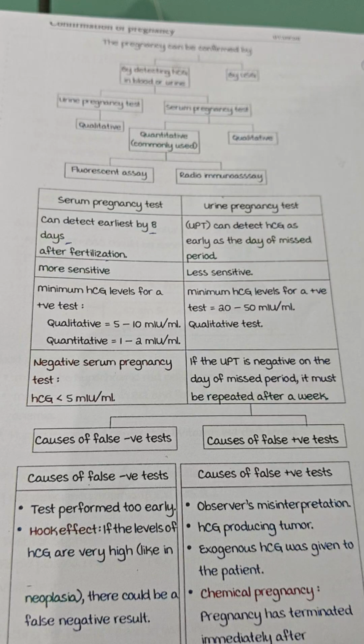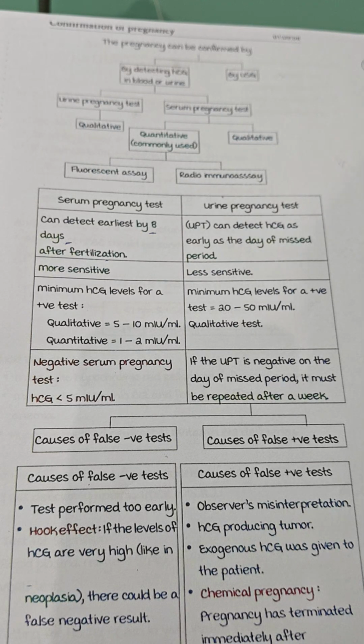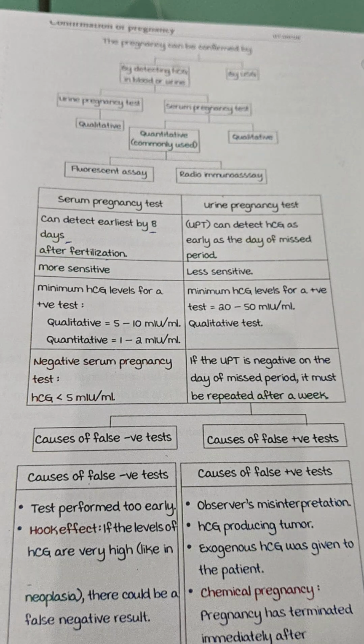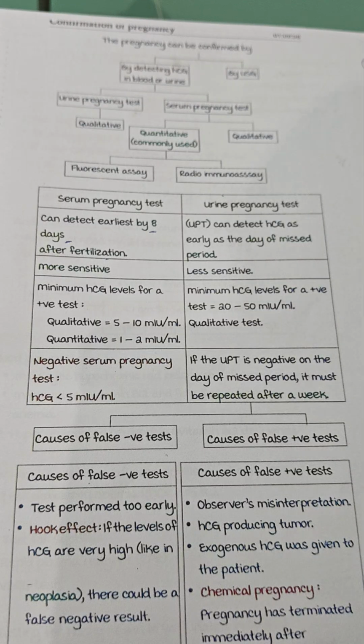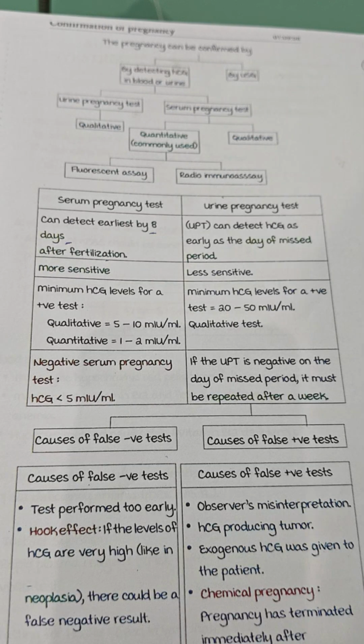Minimum HCG levels for a positive test in serum pregnancy test for qualitative assessment is 5 to 10 milli-international unit per ml, and for quantitative 1 to 2 milli-international unit per ml. Minimum HCG levels for a positive test for UPT is at least 20 to 50 milli-international unit per ml, and it is a qualitative test. Negative serum pregnancy test means HCG less than 5 milli-international unit per ml, and if the UPT is negative on the day of missed period, it must be repeated after a week.